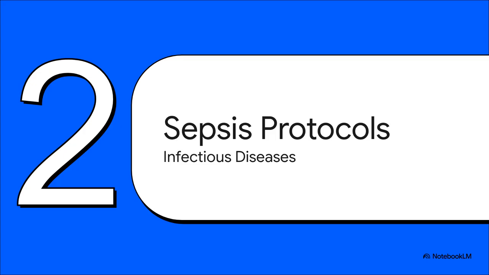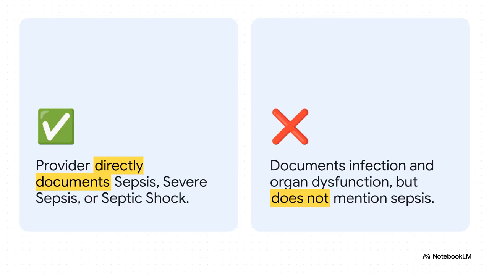Moving right along to our second section, sepsis and infectious disease audit protocols. Listen, the absolute golden rule here is documentation integrity. You simply cannot assume sepsis just because a provider jots down implicit Sepsis-3 indicators, like, say, pneumonia combined with an acute change in mental status and an elevated lactate. That's not enough. You need explicit words like sepsis or severe sepsis to compliantly assign those powerful A40 or A41 codes. If the diagnosis is only implied by the clinical picture, you have to query the physician.